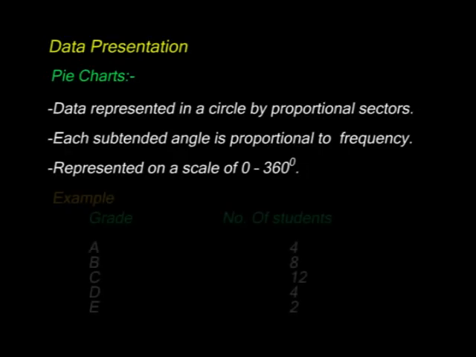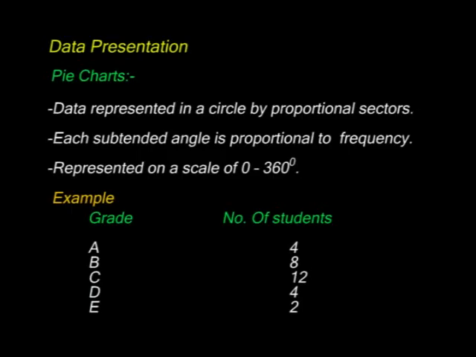So let's take an illustration, and this table on your screen represents the number of students scoring the respective grades in an English exam. I want to represent this information on a pie chart. Remember, a circle has 360 degrees, so the first thing is to get the total number of students. So we add 4 plus 8 plus 12 plus 4 plus 2, and it gives me 30.